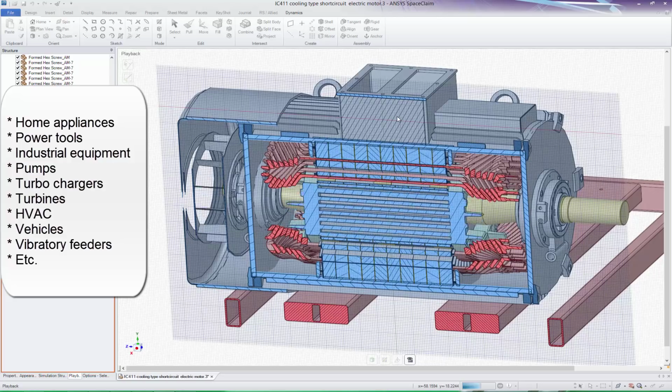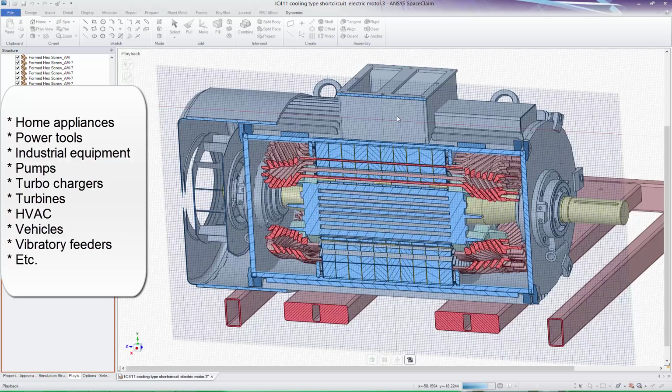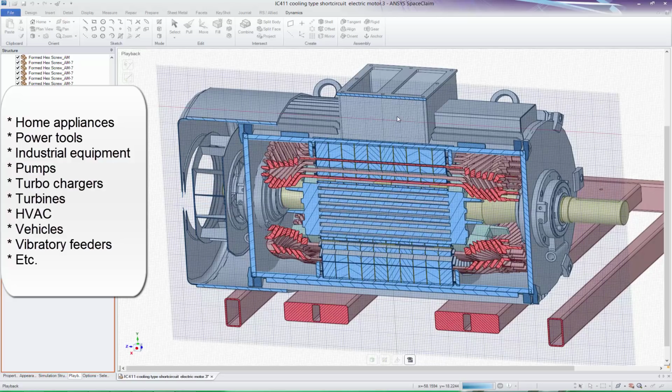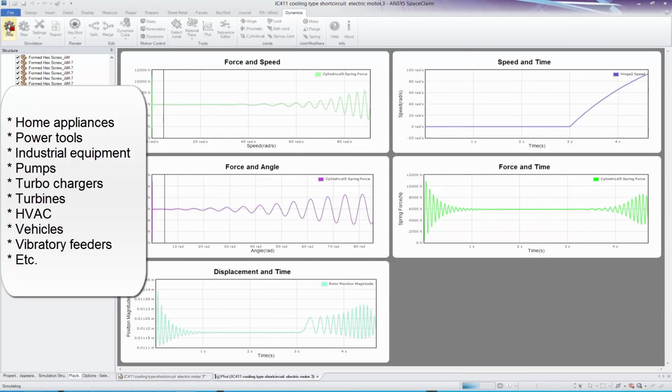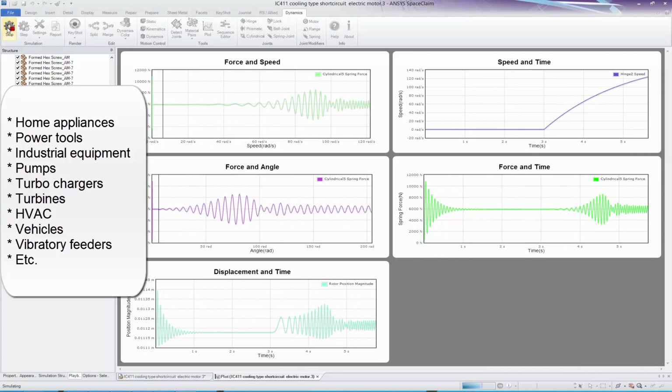For instance, home appliances, power tools, industrial equipment, pumps, turbochargers, turbines, vehicles, vibratory feeders, and just about any system that involves one or more powered sources of mechanical vibrations.